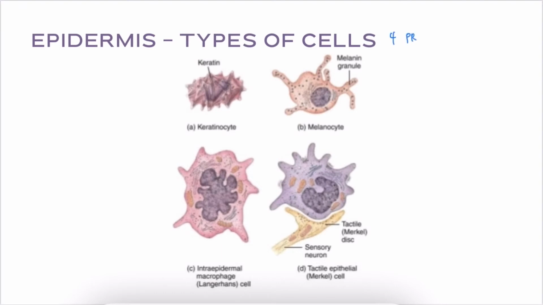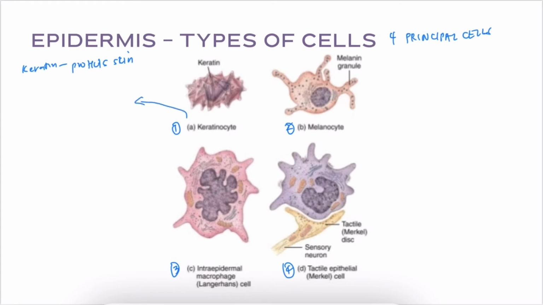So the epidermis consists of 4 principal types of cells. We have our keratinocytes, melanocytes, intraepidermal macrophage cells, and tactile epithelial cells. About 90% of epidermal cells are keratinocytes, which are arranged in 4 or 5 layers and produce the protein keratin. So up first is keratin, which helps protect the skin and underlying tissues from abrasions, heat, microbes, and chemicals.